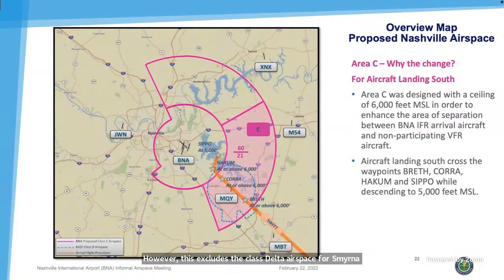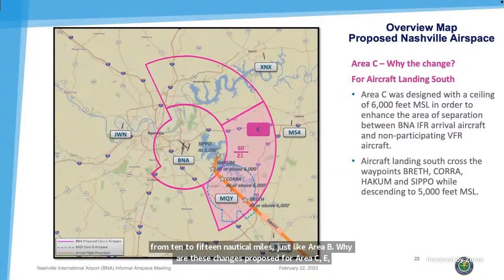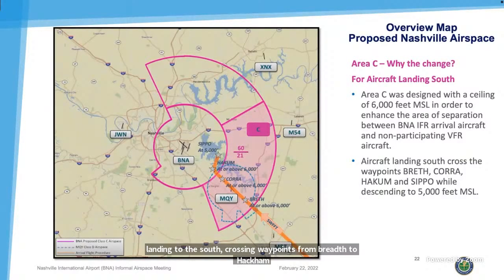Why are these changes proposed for Area C east of Nashville International? This graphic shows the STAR used by aircraft landing to the south, crossing waypoints from Breath to Hackham at or above 6,000 feet MSL, which is also above this area of airspace. However, this will also increase separation between non-participating VFR aircraft and eastbound departures off Nashville during their climb out.